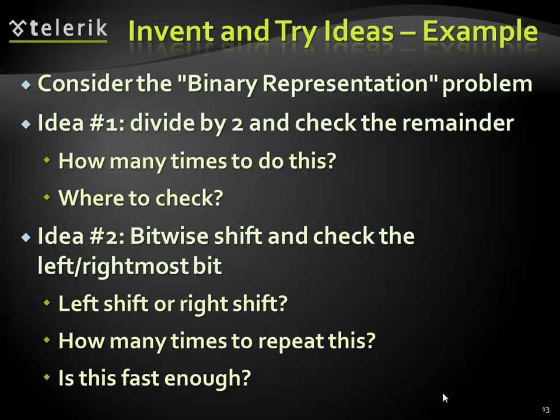Another approach, which may be a bit less intuitive, is to divide the number by 2 and check the remainder. That's because in binary representation, if we look at a number and it's an odd number, its rightmost bit will have to be 1, right? So we can check the remainder on dividing by 2, and we can see whether it's an odd number or an even number. We can divide by 2.